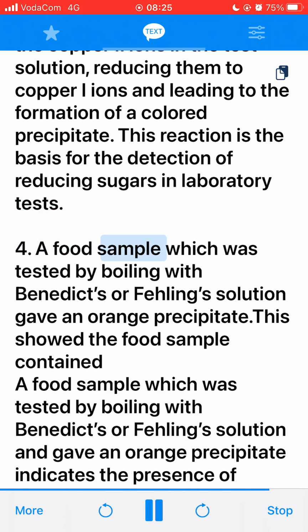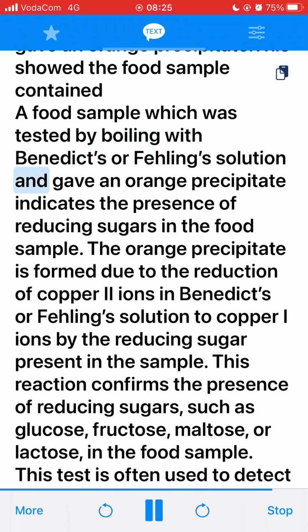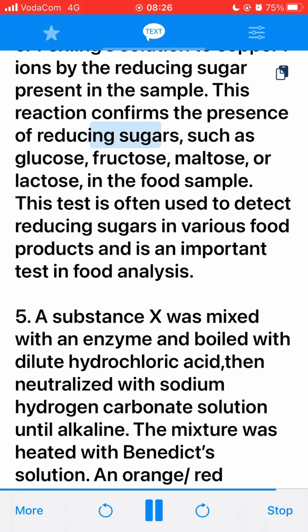4. A food sample which was tested by boiling with Benedict's or Fehling's solution gave an orange precipitate. This showed the food sample contained reducing sugars. The orange precipitate is formed due to the reduction of copper(II) ions in Benedict's or Fehling's solution to copper(I) ions by the reducing sugar present in the sample. This reaction confirms the presence of reducing sugars, such as glucose, fructose, maltose, or lactose, in the food sample. This test is often used to detect reducing sugars in various food products and is an important test in food analysis.